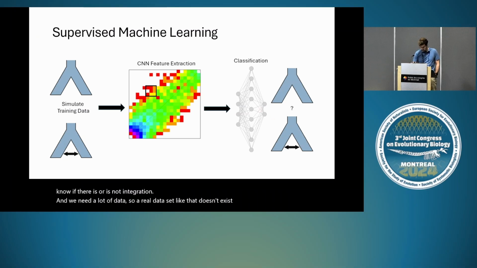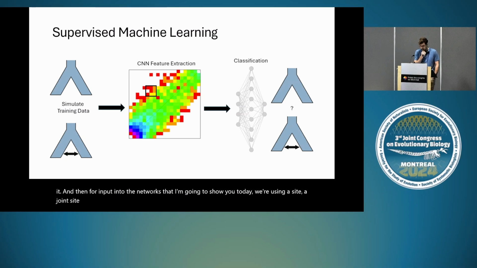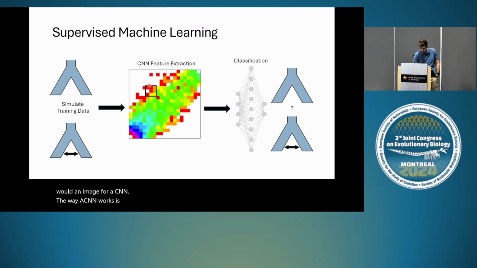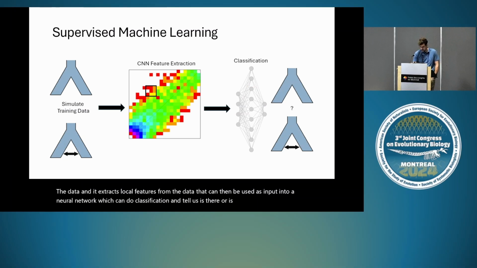So what we do is simulate it, and for input into the networks that I'm going to show you today, we're using a joint site frequency spectrum. If that's not familiar to you, what's important to know is they contain a signal of the evolutionary history of the two lineages, and we can treat them like we would an image for a CNN. The way a CNN works is it takes a filter and slides it across the data, and it extracts local features from the data that can then be used as input into a neural network, which can do classification and tell us is there or is there not introgression in the data.